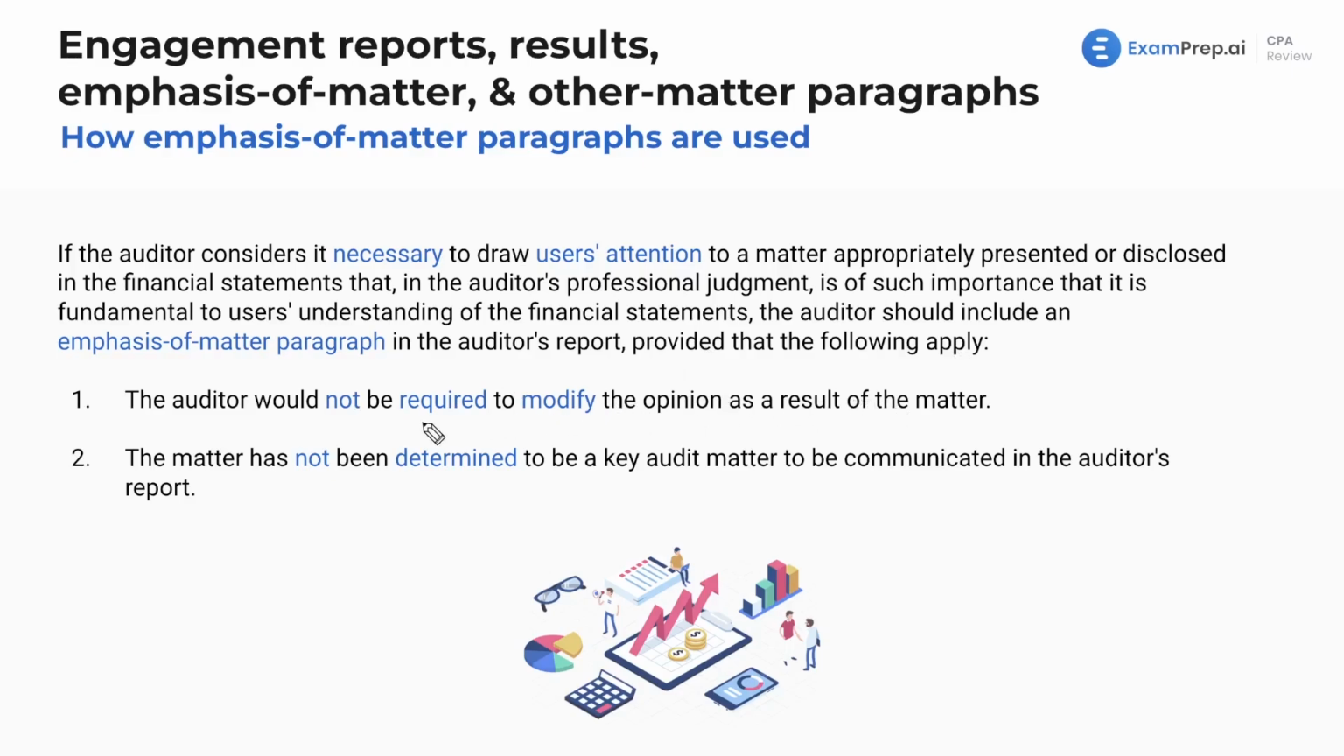If you're emphasizing something, and because of that item, such as that change in inventory, if that, let's say, is a departure from GAAP and you would need to modify the opinion, you shouldn't be doing an emphasis of matter paragraph. You should just be modifying your opinion, and that's a whole other matter. And second point, the matter has not been determined to be a key audit matter to be communicated in the auditor's report. If something is of significance to be a key audit matter, that shouldn't be an emphasis of matter paragraph. That should be separately put in that communication to those charged with governance. So again, difference there. These are quite different. Emphasis of matter, something that's okay. Key audit matter, something of significant judgment, estimate, going to indicate a lot more concern. Differences there, make sure you are familiar.